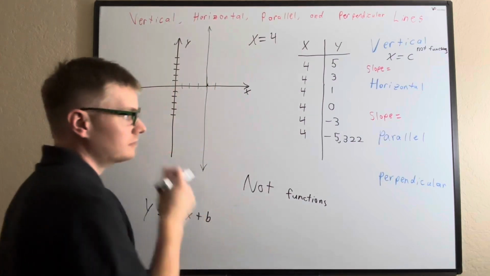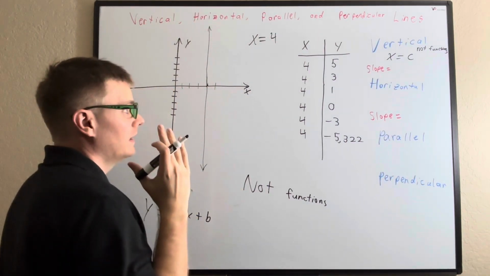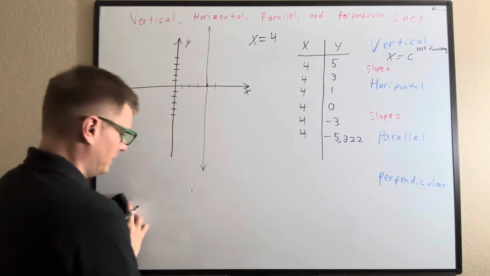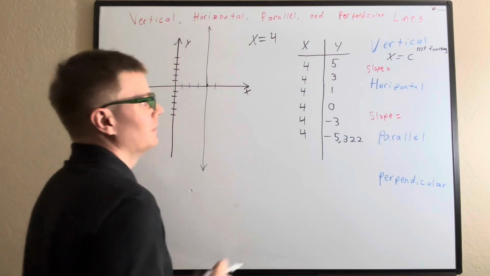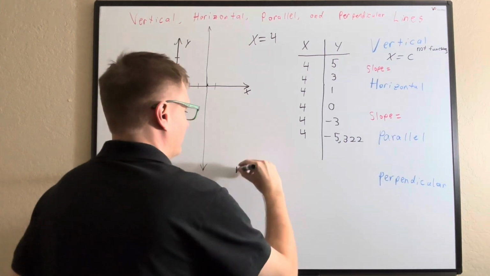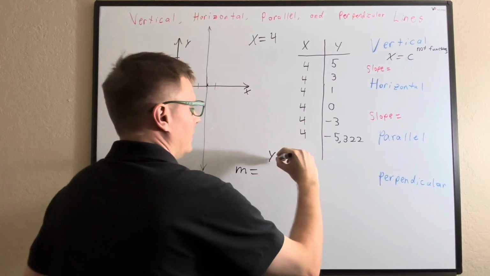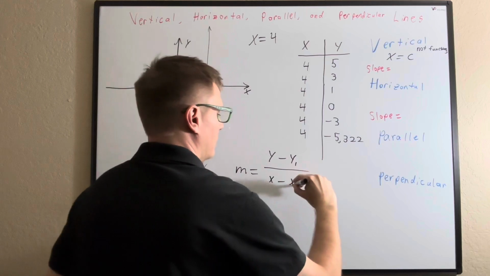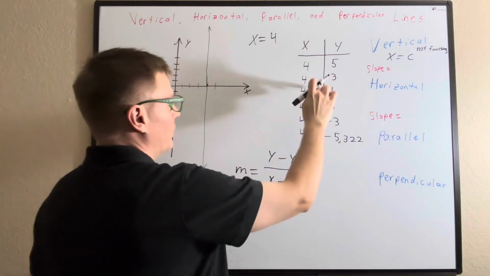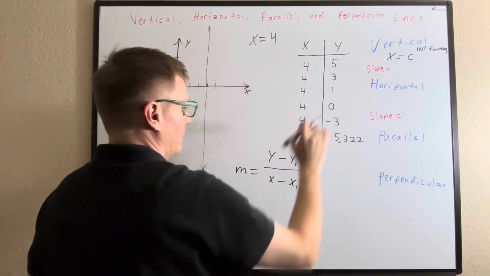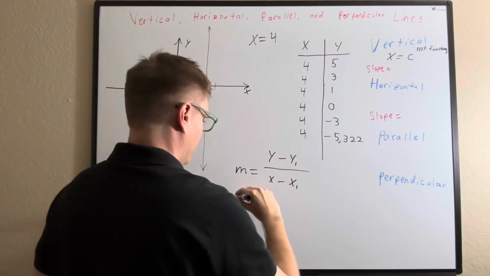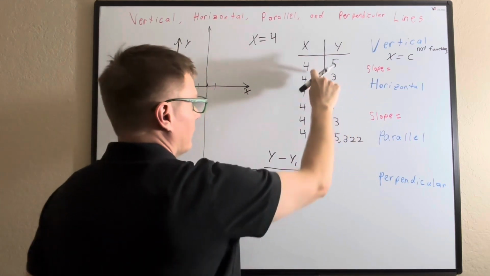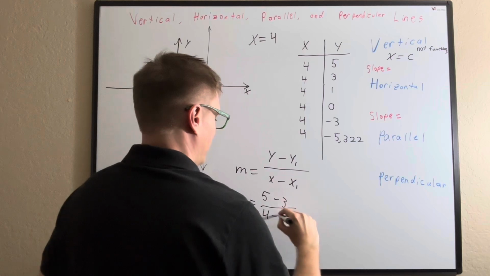Okay, but they do have a slope. What is that, right? I mean, all lines have a slope. Well, let's try and calculate the slope by putting in some of these numbers. Rise over the run, right? Well, take any two of these points. Y minus y1, let's just take the first 2 points. 5 minus 3, right? And then for the x's, we get 4 minus 4, right?